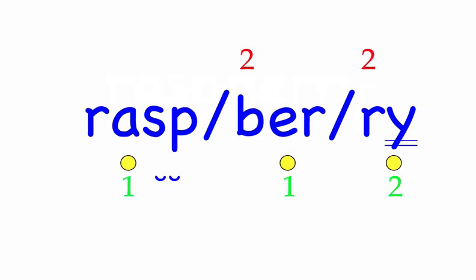Rasp, ber, ry. Notice SP is a blend, and it must stay in the first syllable for pronunciation purposes. So we indicate it's a blend by putting half circles under the S and the P.